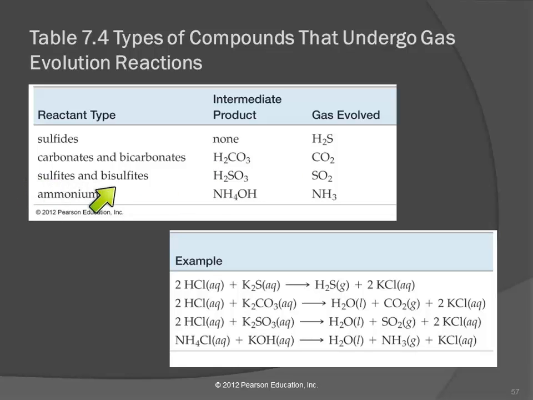If we have sulfites and bisulfites, sulfite is SO3 2 minus, bisulfite is HSO3 1 minus. Those are going to generate hydrogen sulfite, which will decompose into sulfur dioxide gas, which also doesn't smell good. Generally, anything involving sulfur is not a good smell. Ammonium. If you have ammonium ion, you can end up getting ammonium hydroxide, which will decompose and give you ammonia gas. Ammonia gas also doesn't smell good. So there's lots of things that just don't smell good.